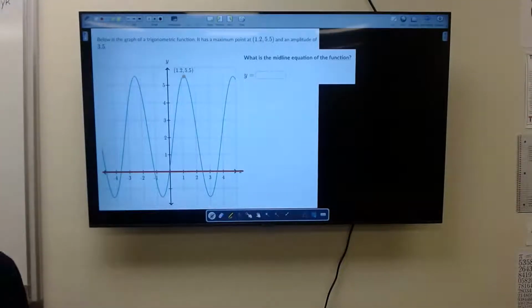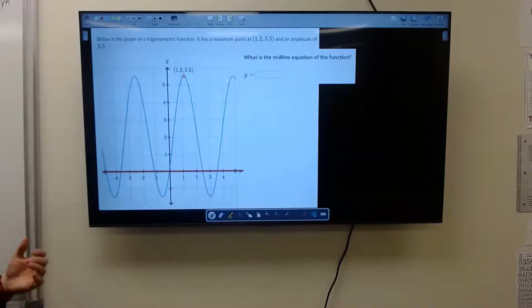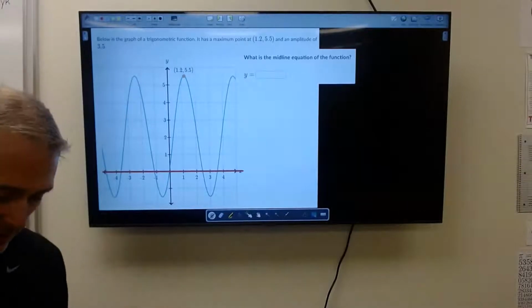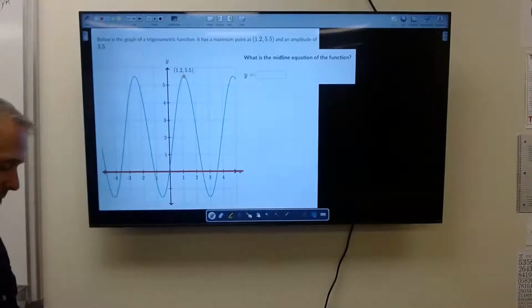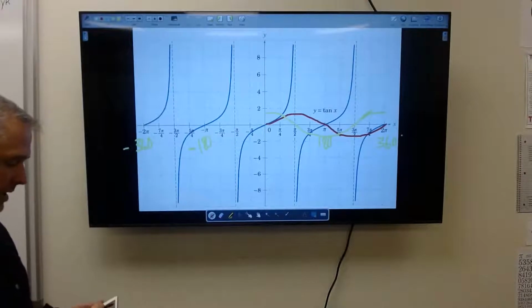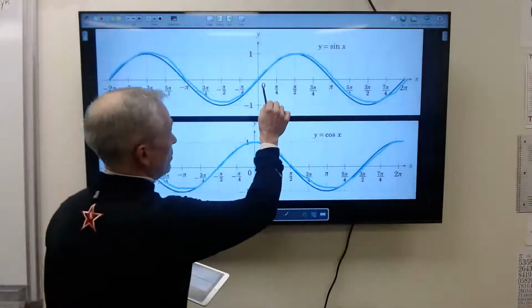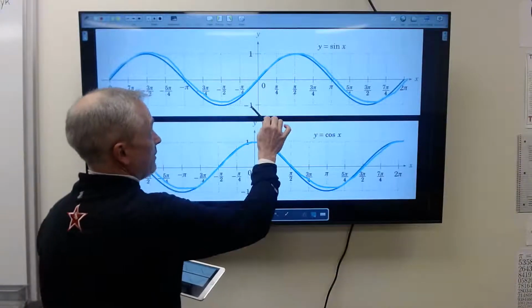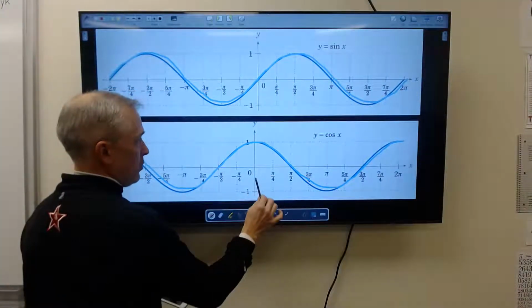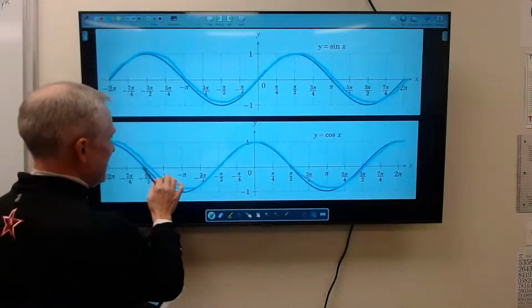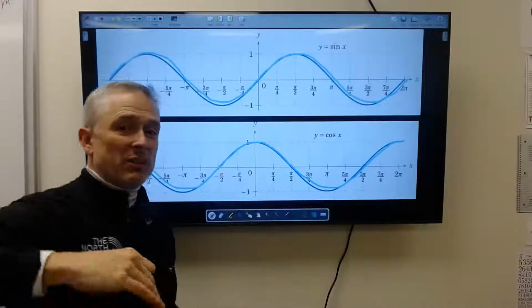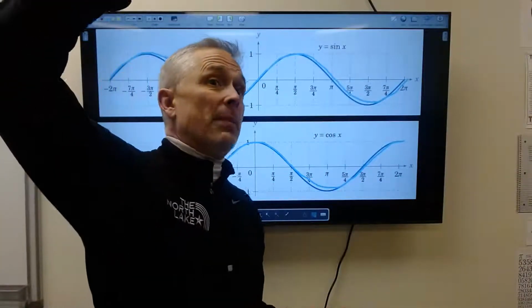All right. So what we're going to do first is deal with just the midline. Okay, and that is a part of the graph that we'll see. Now, on all of these, if you'll notice, the midline is here at 0. Okay, 1, negative 1, 0. 1, negative 1, 0.